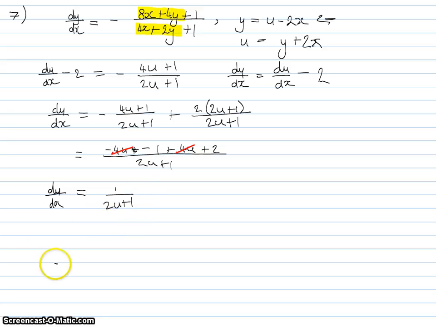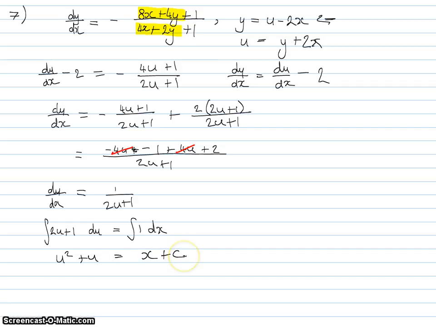So I move all of the u's to the left-hand side, anything with an x in it to the right-hand side. What do I get? I'm going to get 2u plus 1 du is equal to 1 dx. But of course this makes no sense on its own, so what we have to do is integrate both sides so that this equation makes sense. The integral of 2u plus 1 is u squared plus u. The integral of 1 with respect to x is x plus c.